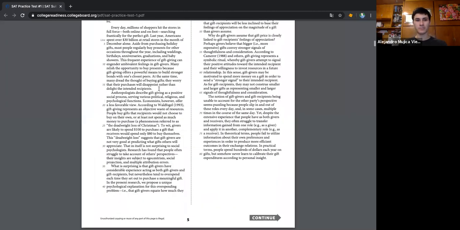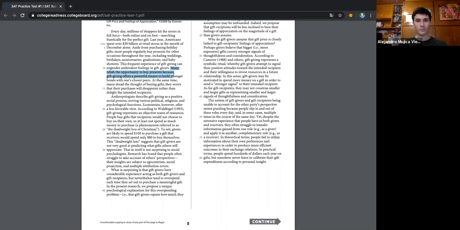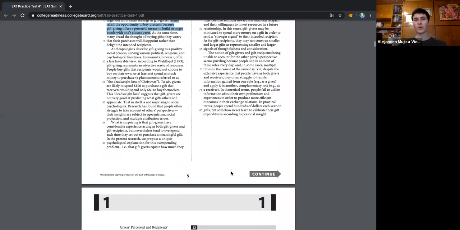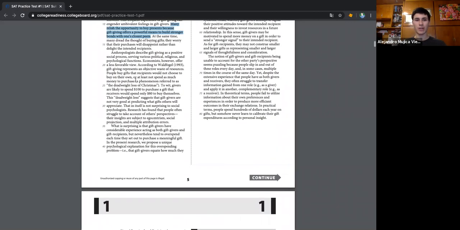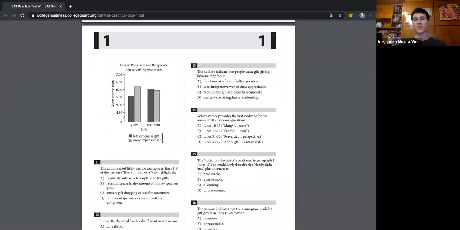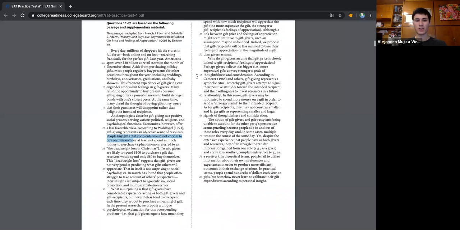lines 10 to 13. Okay, that's pretty much what we're saying with the answer. Relishing the opportunity because it's a means to building a stronger bond with someone. So that's pretty good. 22 to 23. Let's see. People buy gifts that recipients would not choose on their own. This has nothing to do with what we're talking about, with the value of gift giving. This has really nothing to do with that. 31, 32, research perspectives.